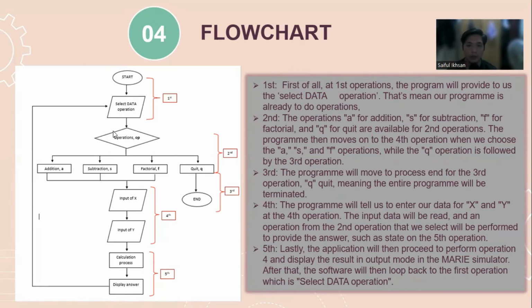Next, for the second operation, when the operation is selected, choose from one of 3 operations, which are addition, subtraction, and factorial. The program will continue to the input to enter our input of X and Y, which is at the 4th operation. While when we choose the operation of quit, which is Q, the program will go to end the program. Okay. Next, when we have finished entering our input of X and Y, the program will go to the calculation process and will display our answer for the operation we chose.